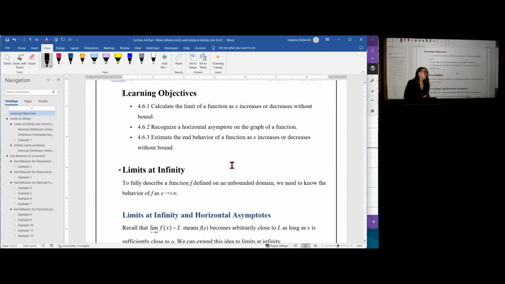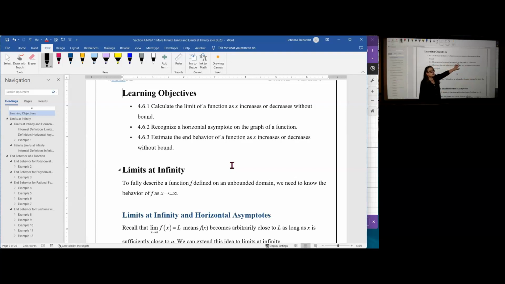Here are the learning objectives for this part of 4.6. We're going to calculate the limit of a function as x increases or decreases without bound. That means the far right of the graph and the far left of the graph. So way off to the sides are what we call end behavior of the graph.